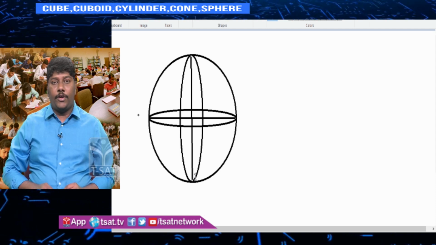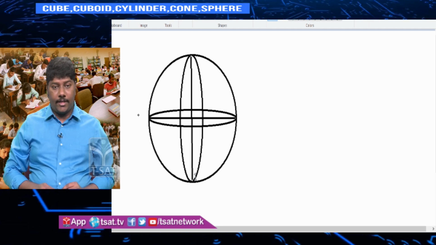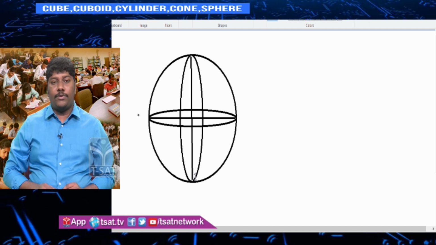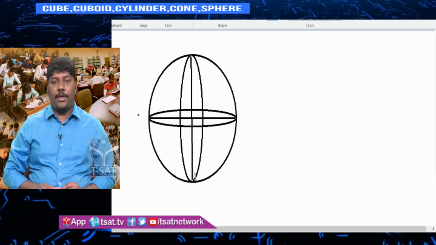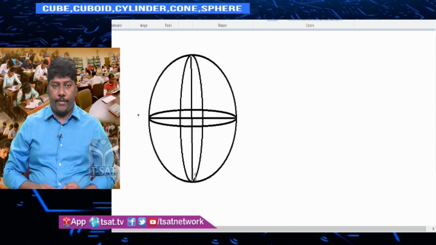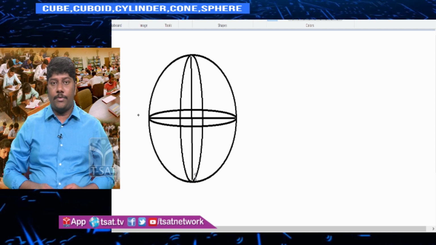Now, in order to find out the formulas for a sphere, like the lateral surface area, total surface area and volume, for a sphere you can say there is no separate lateral surface area. Lateral surface area is nothing but total surface area only, because there are no up and down surfaces. A ball does not have up and down surfaces. The lateral surface area is the same as total surface area. Simply we say surface area of the sphere.